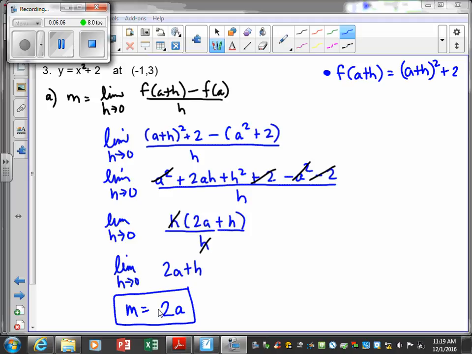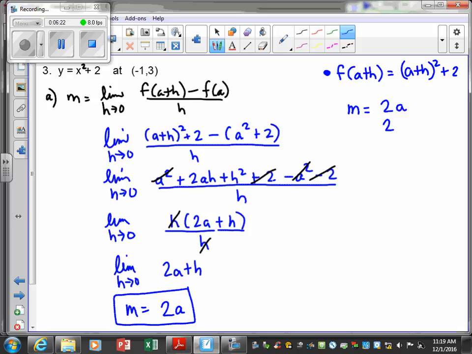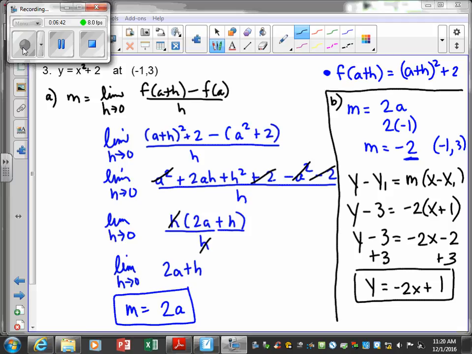So that's part A. Part B, we want to find the equation of the tangent line at the particular point negative 1, 3. So first of all, let's work with the slope. Our slope was 2a, but we know a is what value? Negative 1. So what's our slope for this particular point? Negative 2. So that's our slope, and our point was negative 1, 3. So we have our point, we have our slope. Let's do point slope form and find the equation. Okay, so y equals negative 2x plus 1.